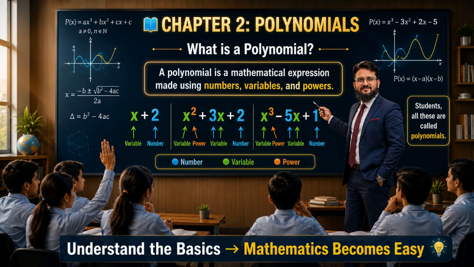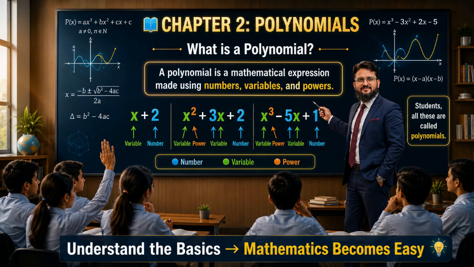Students, today we are starting chapter 2, polynomials. Before solving any questions, we must understand one simple thing. What is a polynomial? A polynomial is a mathematical expression made using numbers, variables, and powers. Look at the first example, x plus 2. Here, x is the variable and 2 is the number.